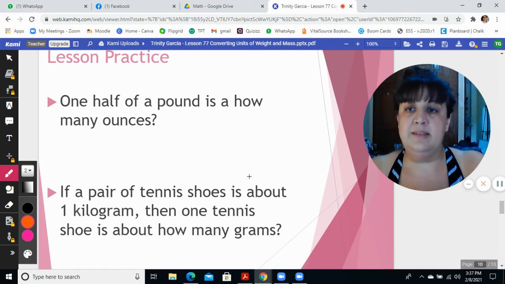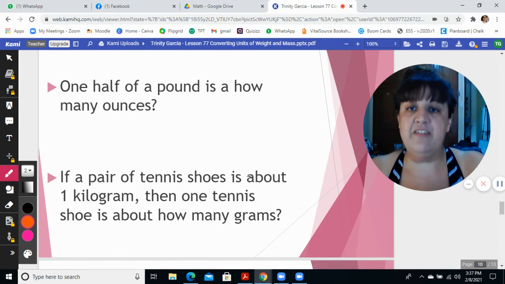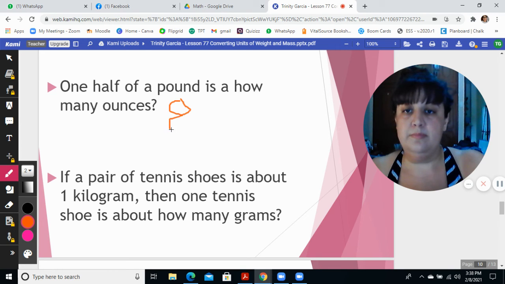All right, lesson practice. 1/2 of a pound is about how many ounces? If a pound is 16 ounces, remember from before, then half of a pound would be 8 ounces. Okay, 8 ounces. OZ.